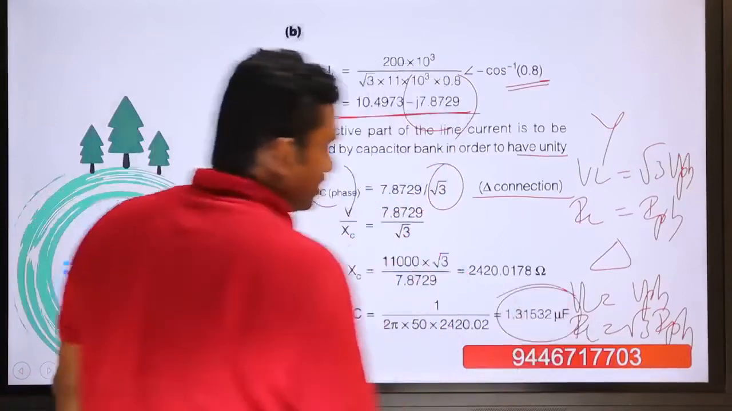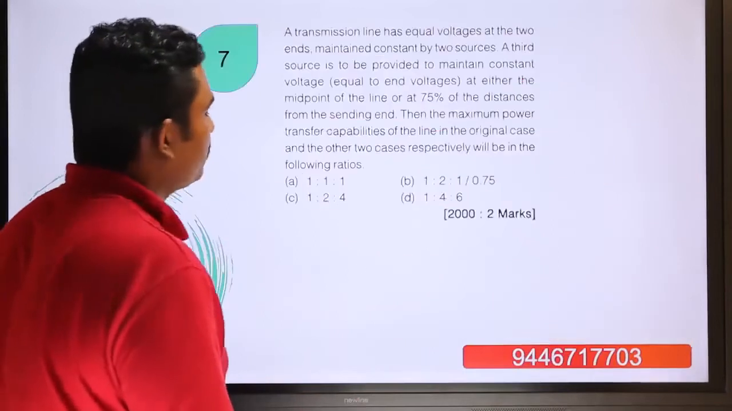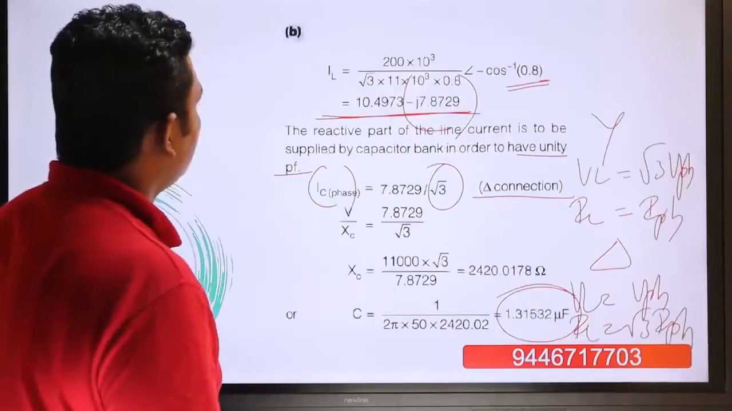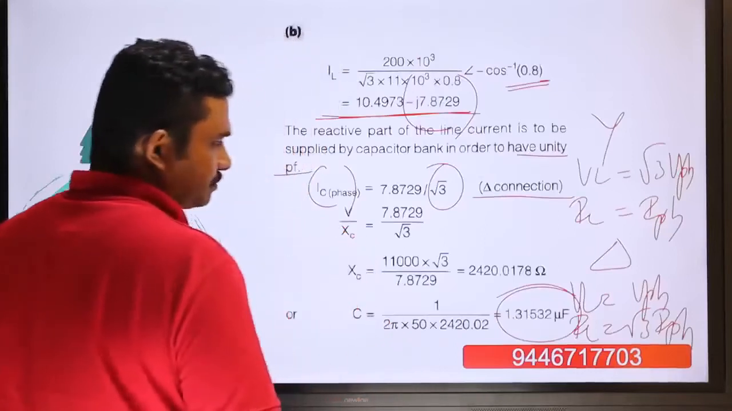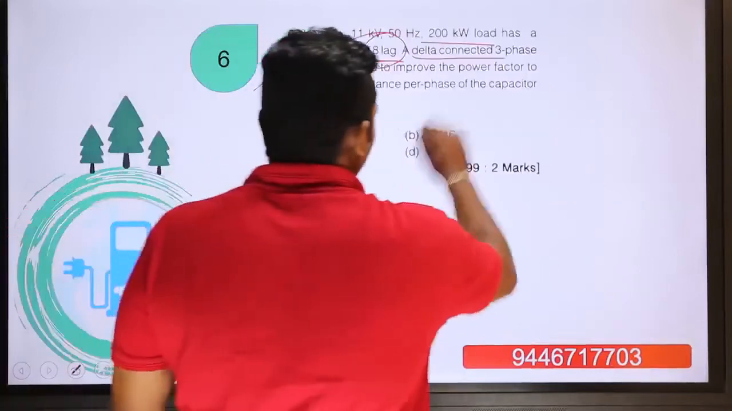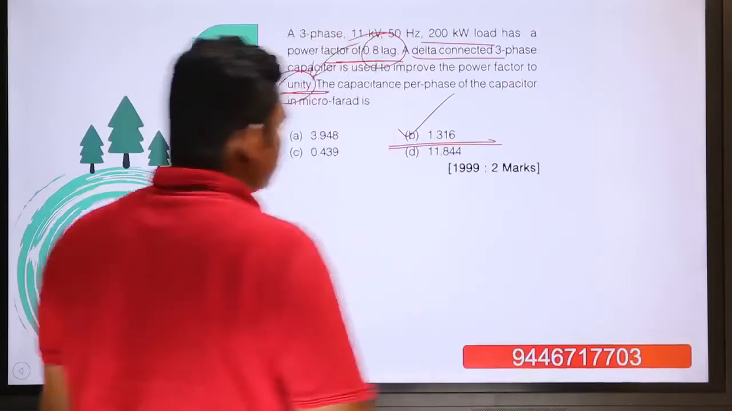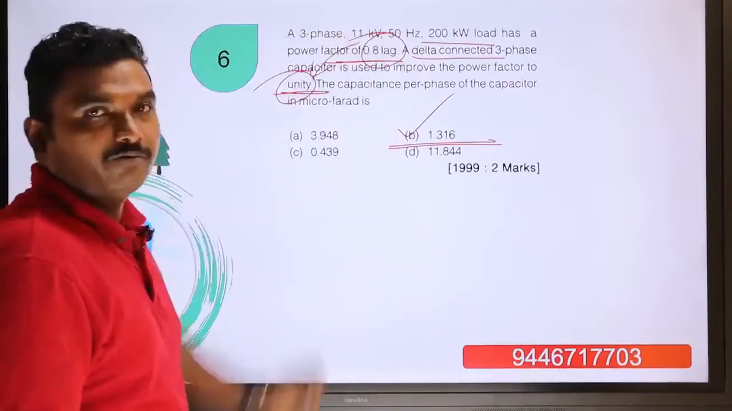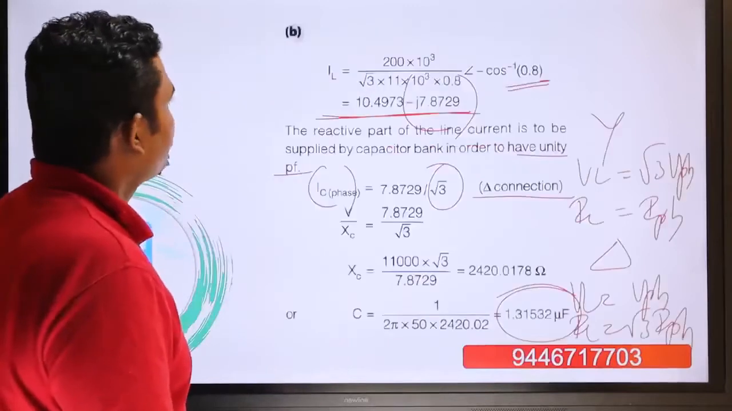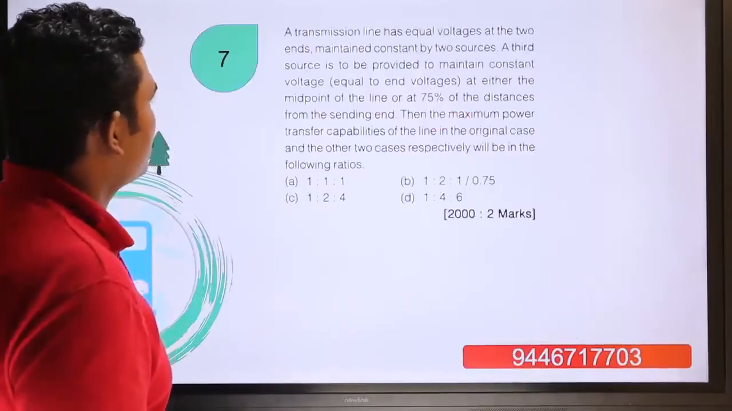So what is our capacitance value? Capacitance value is 1.31532. So what is the answer? It is 1.315. So it is 1.316 we will go. So for question number 6, our option is option B, 1.316. Moving into the next question, question number 7.